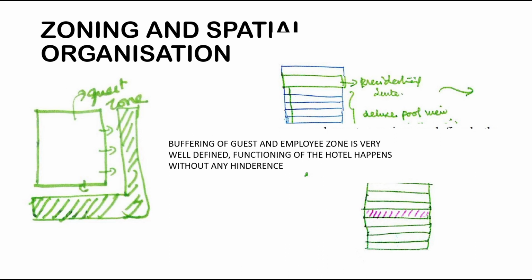Here I have shown you how the zones are buffered. And this is the tower. Usually, the designing of a tower, that is the hotel rooms, is very simple and easy because the same layout is going to be replicated. It's only about the suites and the rooms, where we are going to locate them and how we are going to locate them. Only that differs.